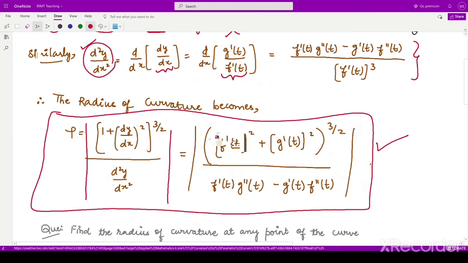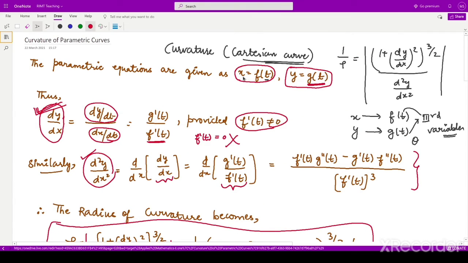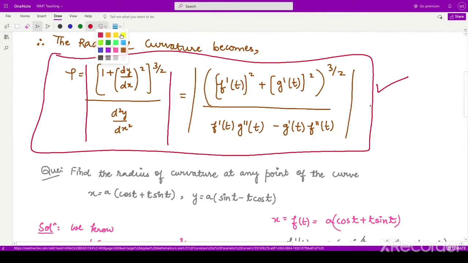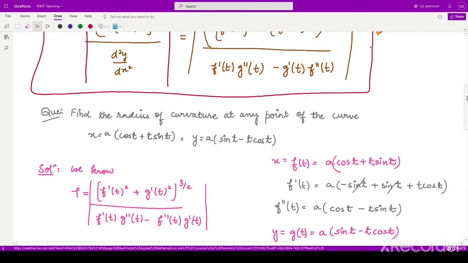So we have discussed these parametric equations. If the equations are of this form, x is equal to f of t and y is equal to g of t, then the first derivative is given using this formula, and the second derivative is calculated using this formula. So we can substitute the values of the first derivative and second derivative into this formula, right? So we would have this final formula for parametric curves. Using this formula, you can calculate the radius of curvature for parametric curves. This formula you should remember in order to calculate the curvature for different curves.